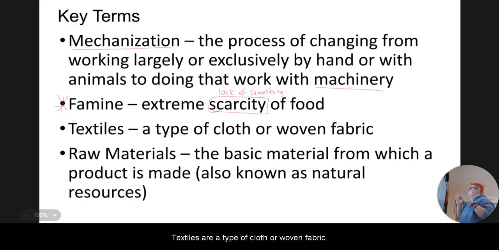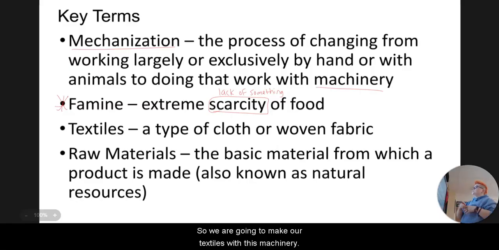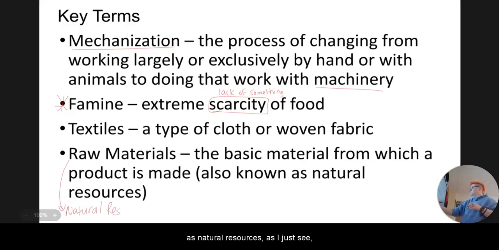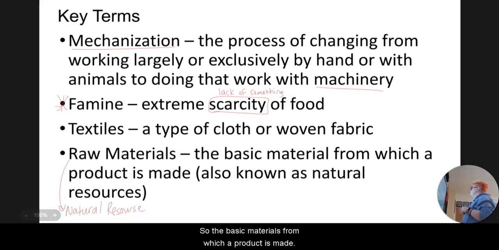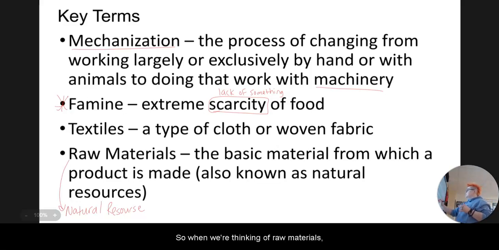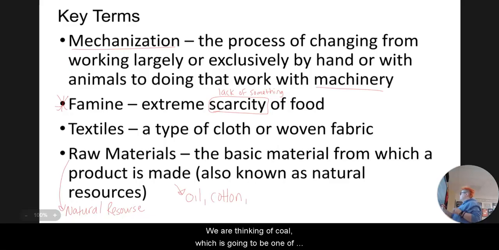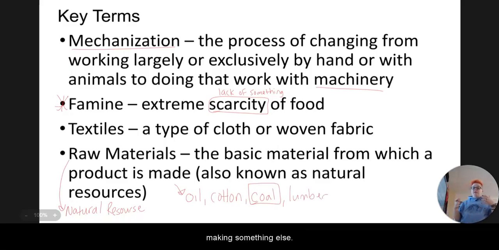Textiles are a type of cloth or woven fabric, so we are going to make our textiles with this machinery, okay? And then raw materials, sometimes, and I believe it's coming up later in a lesson, raw materials might be known as natural resources, as I just see, I wrote it in there. So the basic materials from which a product is made. So when we're thinking of raw materials, we are thinking things like oil, cotton, we are thinking of coal, which is going to be one of our biggest, most important ones. Lumber. We are taking these things and we are building and making something else.